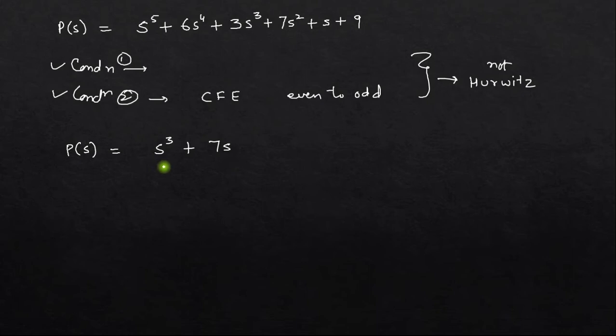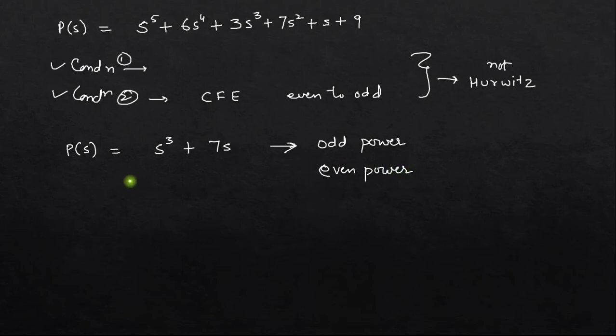Over here we can see all the coefficients are positive, but some terms are missing. We have the highest degree as 3 and lowest degree as 1, so we are missing the term of s square. But we can clearly see these are all odd power terms. So condition number one cannot hold if all the terms are odd power terms or even power terms.